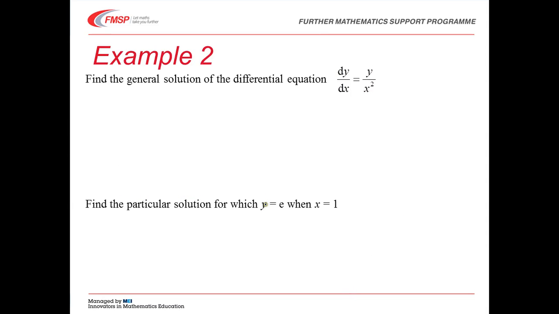Here's another example. It looks very similar, but it's going to turn out to have a very different solution. dy by dx equals y over x squared. So again, leave the dy where it is and appear to multiply by dx. Now I need the x's then on the right hand side, so if I leave that where it is, that's 1 over x squared, and if I divide both sides by y, that gives me 1 over y on the other side.